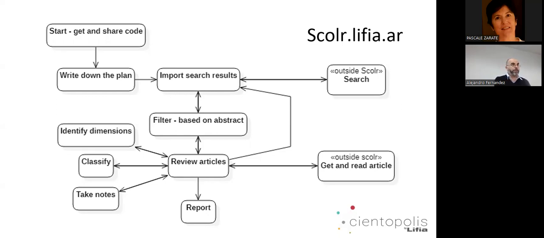You enter the system, you write down your plan, your research questions, your inclusion and exclusion criteria. We can edit this in collaboration. Then you go outside and search. Maybe what you wrote down in the plan is the basic search query, but when you go to Scopus, you need to do a specific search query. And then you import those search results into the tool.